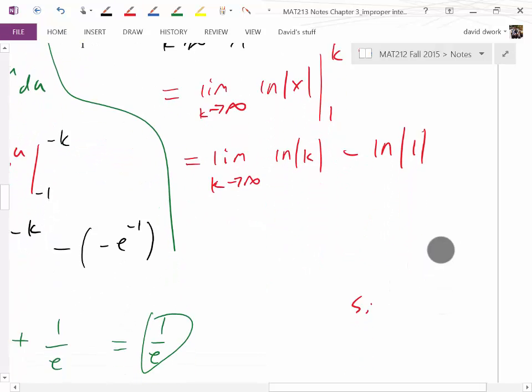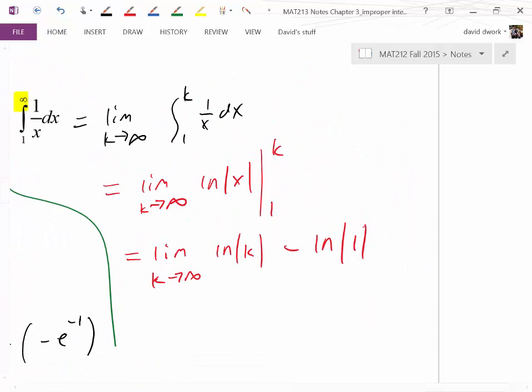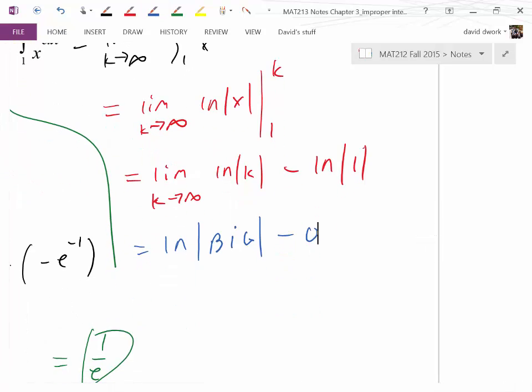So, oops, this is left over from the last problem. There we go. So now the fun part, the limit. Well, actually, we don't need the limit anymore, because I'm going to go ahead and substitute in the natural log of something really, really big minus the natural log of 1. Well, the natural log of 1, that's just 0. Okay, so that wasn't too bad.